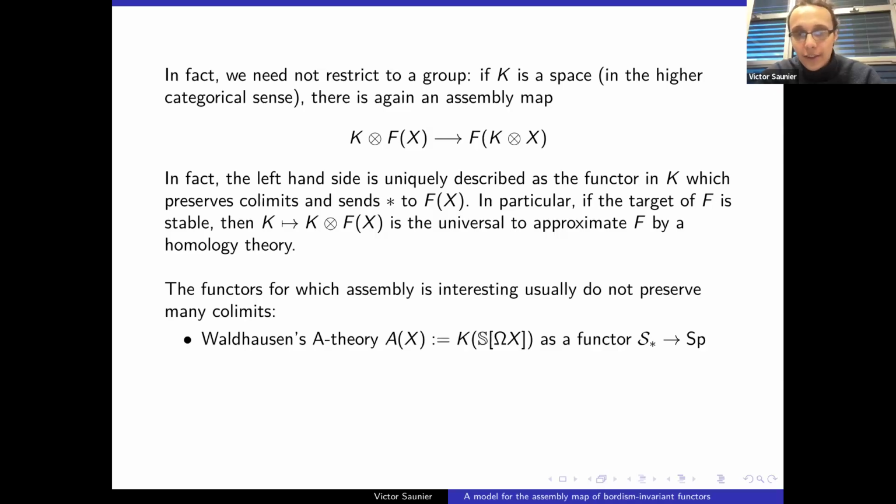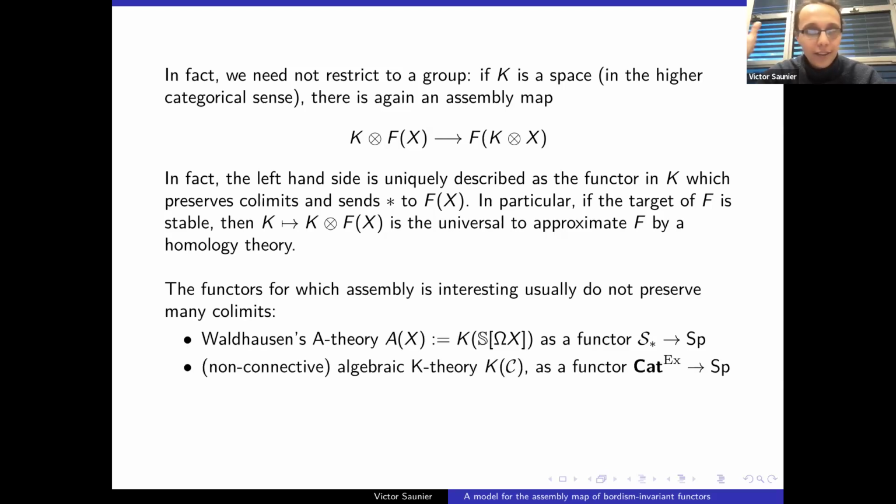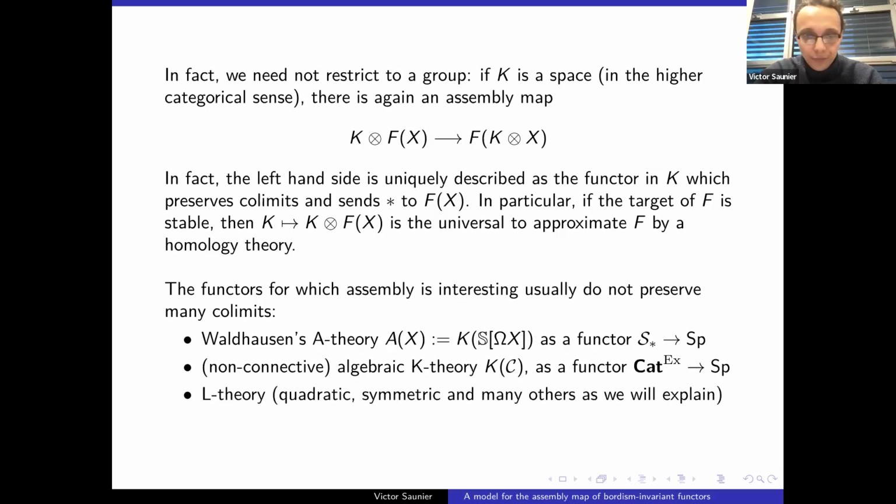It's Waldhausen's A theory. It's a functor that takes a pointed space X, and in the modern language takes the K theory of the ring, which is the sphere spectrum tensor the loop space of X. There are other models for this that are a bit old school, but I really like this. And more generally, if I have a stable category, it's algebraic K theory, and for me it will be the non-connective version. This is something that lands in spectra. It's a functor from Cat to spectra, and it does not preserve that many colimits.